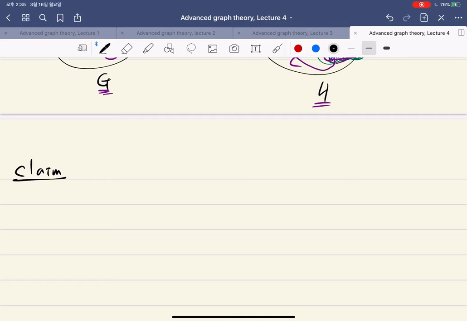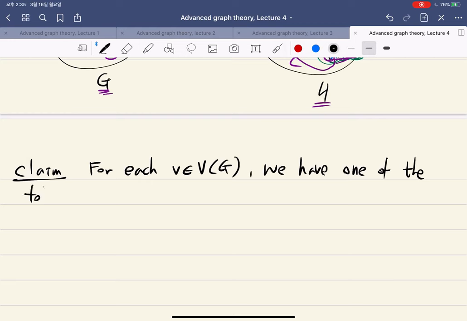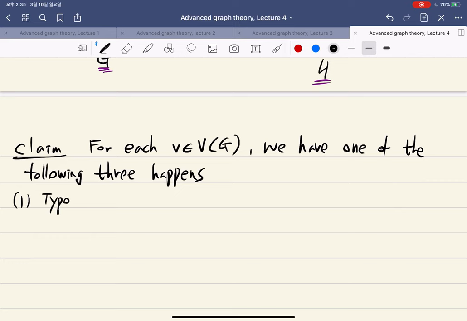And then we can figure out how to apply the given condition to conclude some things about the touch conditions in H. So let's prove this claim. For each vertex v in G, one of the following three happens. Let's say type one: B_v is entirely in C, but A_v is not. None of A_v is in C.